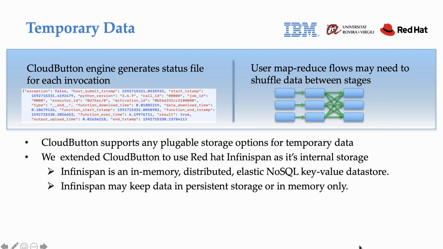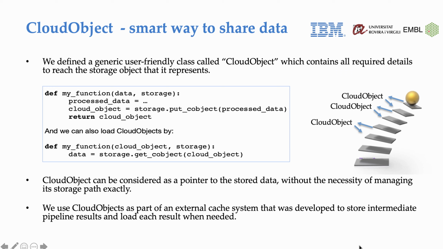So we support pluggable storage options for any temporary data. We implemented Infinispan integration with Red Hat, and we will continue to investigate its benefits. But so far we see that it greatly improves the traffic, because now we can use in-memory solutions to store temporary data instead of going to some object storage. Cloud Object is another implementation we implemented for how to share data between different stages of invocations, and we heavily use this in the metabolomics use case, since they have many stages, and this is how we share data between stages.